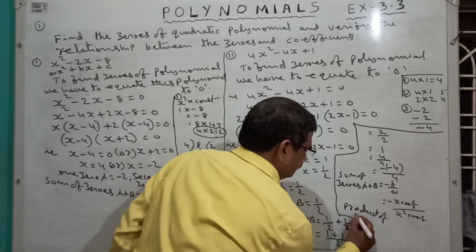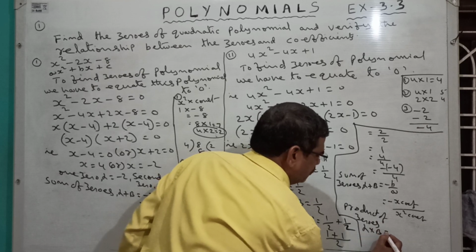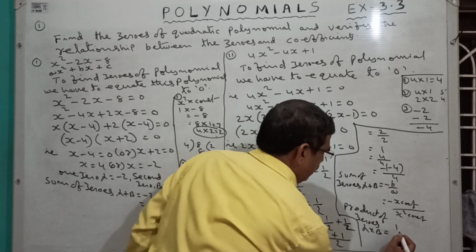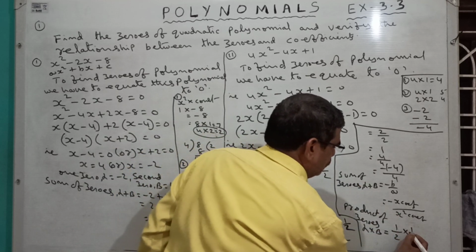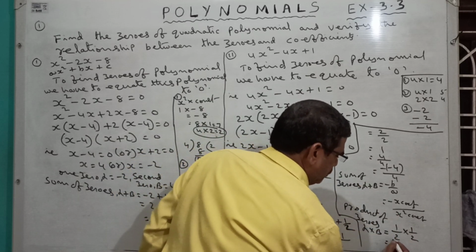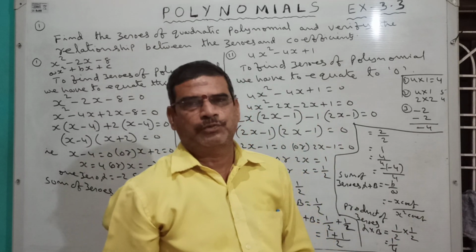Product of zeros, alpha into beta, is equal to 1 by 2 into 1 by 2, that is equal to 1 by 4. So the product of zeros is 1 by 4.